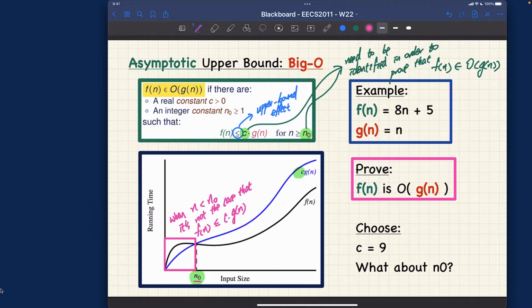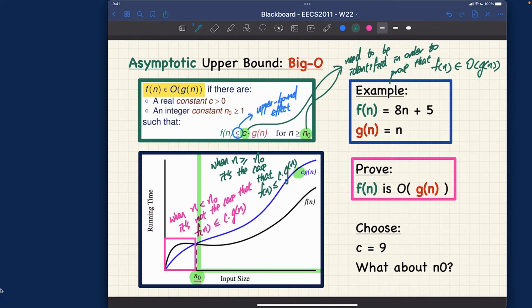Okay, and then symmetrically, so now I can draw something over here. Let's say here. So starting from n0 over here and onwards, basically. So here, when n is larger than or equal to n0, it is the case that f of n is less than or equal to multiplicative constant c multiplied by g of n, right?